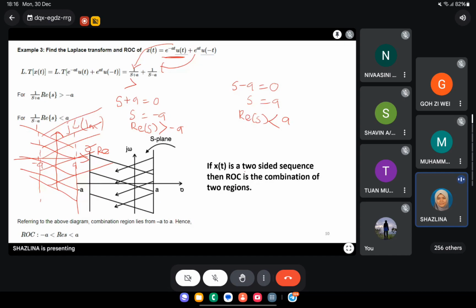Okay, if x(t) is a two-sided sequence, then the ROC is the combination of the two regions. In this case, for the first term, the ROC is bigger than negative A. But for the left-sided term, it is smaller than A. So this is your ROC. Okay? Any questions?